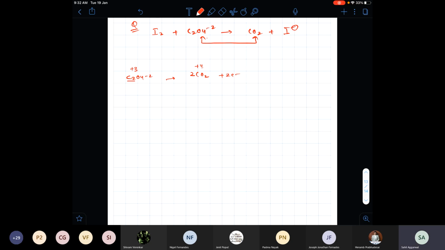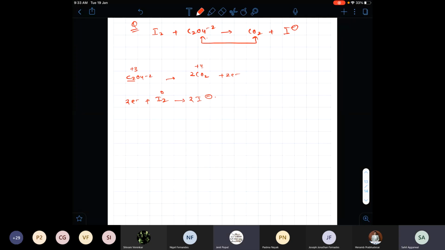Any doubt till here? Oxygen atom is already same.